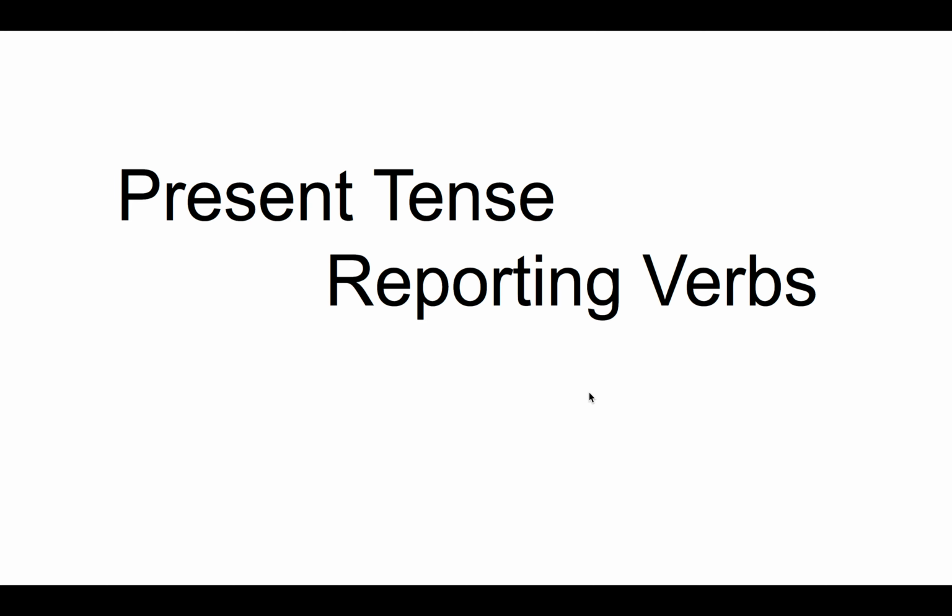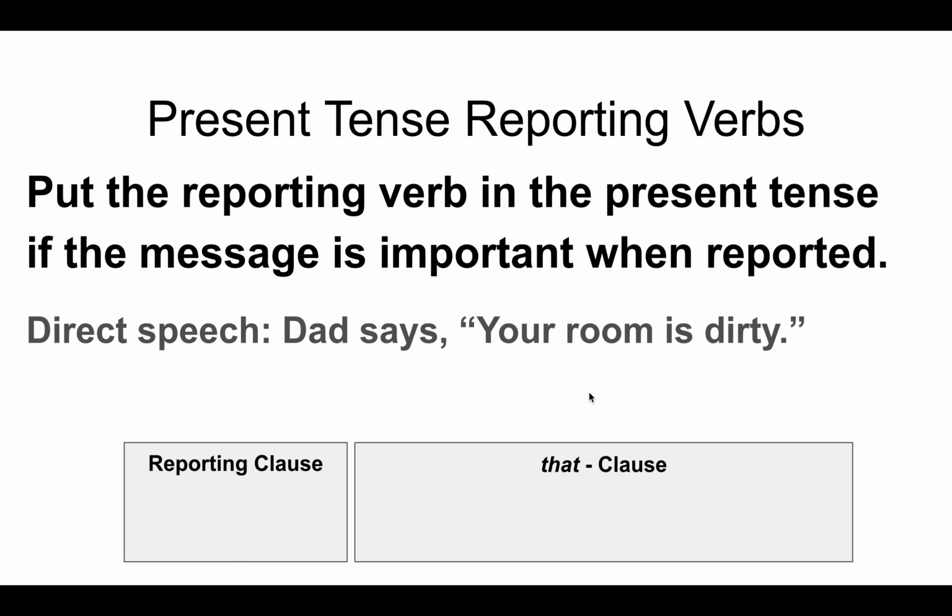So there is also the situation of present tense reporting verbs. So now we are changing topic. Present tense reporting verbs also do not require any backshifting, but let's talk about when we use them. We use present tense reporting verbs when the message is important in the present moment that it's being reported. So in other words, put the reporting verb in the present tense if the message is important when reported.